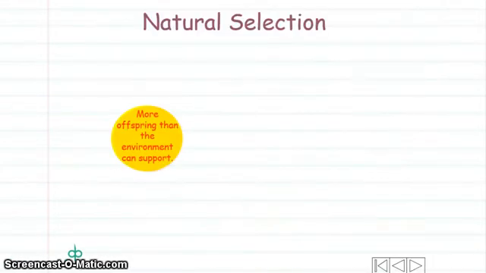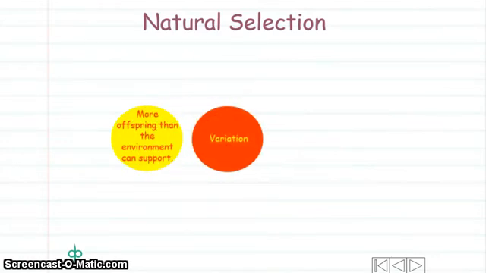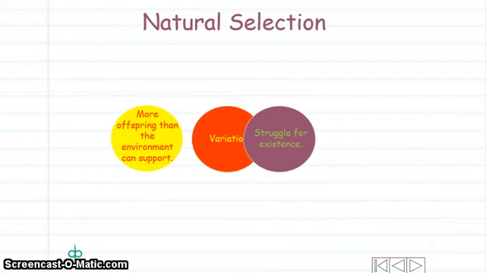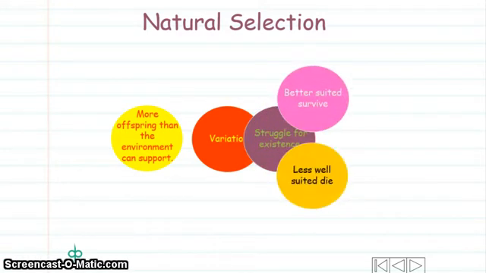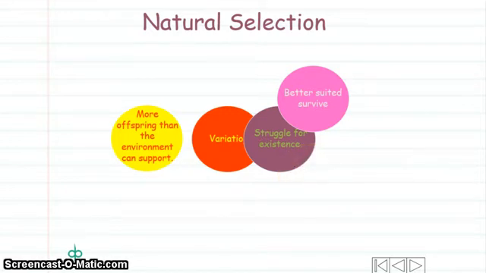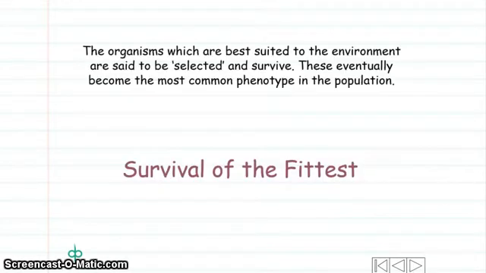So if we just look at a little diagram representing that. Offspring are produced, they show a great deal of genetic variation. They're all struggling to survive within their niche. The better suited ones survive, but the less well suited individuals die. So the ones with the beneficial alleles will survive to breed, and this process will continue generation after generation. Now, this natural selection is often termed survival of the fittest because the best suited to the environment survive.